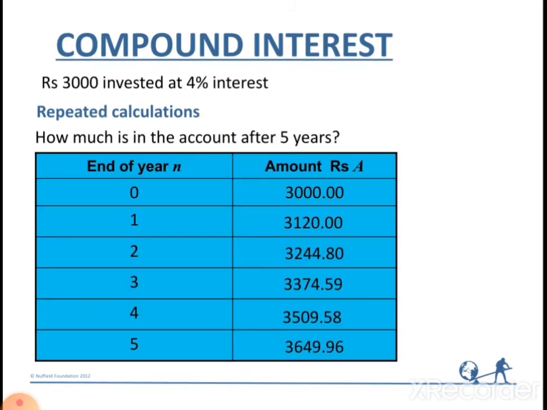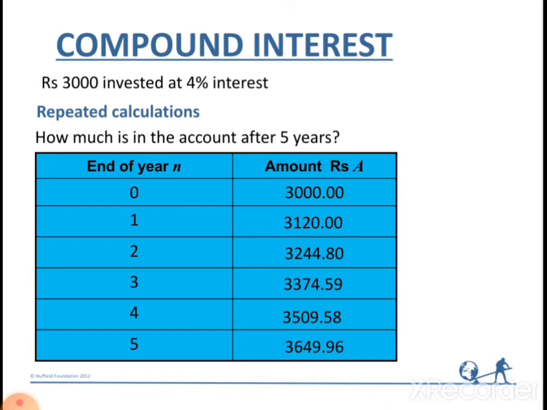Compound interest: rupees 3000 invested at 4% interest. In the first year we did not take any interest. How much will the amount be after 5 years? We have to find that. At present it is rupees 3000. After 1 year it becomes 3120. After the second year it becomes 3244 as we calculated before.